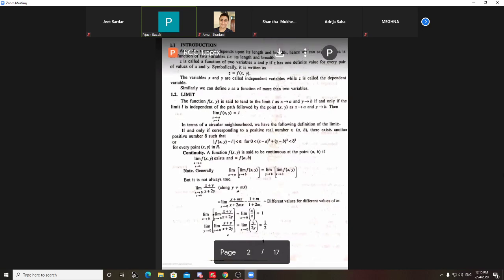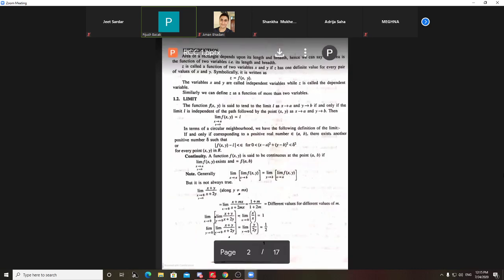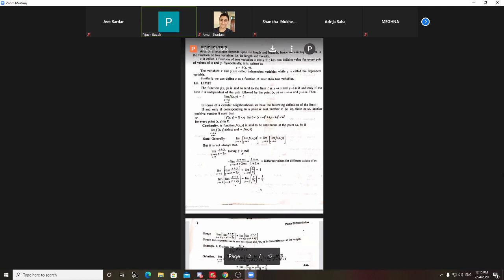There is the concept of del z/del x, del z/del y. Otherwise, if it is a function of one variable, I will write dy/dx. There is no question of partial differentiation. But if there are more than 2 variables, suppose z is equal to 2x plus 3y is a function of 2 variables, then the question of partial derivative comes. I am literally telling you, this is the fact.